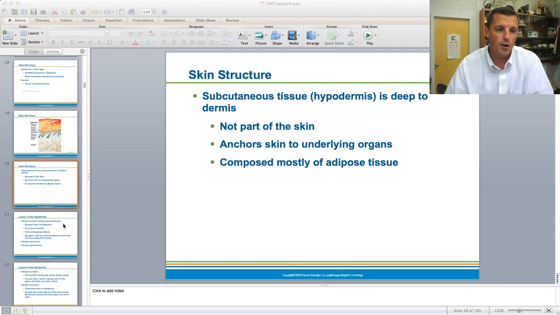I think we're going to quit with that, and we'll pick up with that on Monday. That gives us just an overview of the layers of skin. We'll get into the specific layers on Monday.